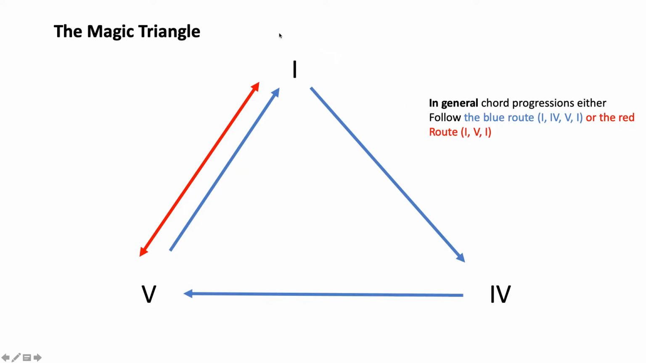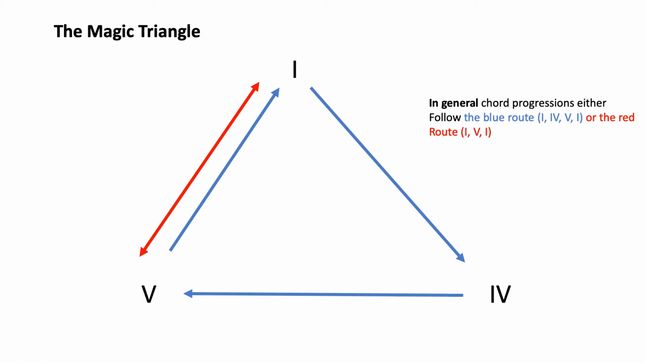They either follow the blue route around this triangle that you can see on screen, so they start on the tonic, chord 1, then they move over, they visit the subdominant, chord 4, they might then move over to the dominant and then back to the tonic. Or they might bypass the subdominant altogether, they might just go straight from the tonic to the dominant and then back.